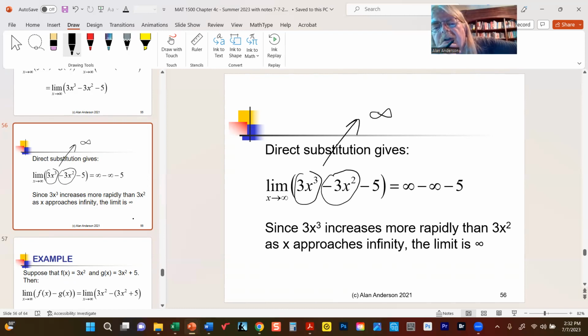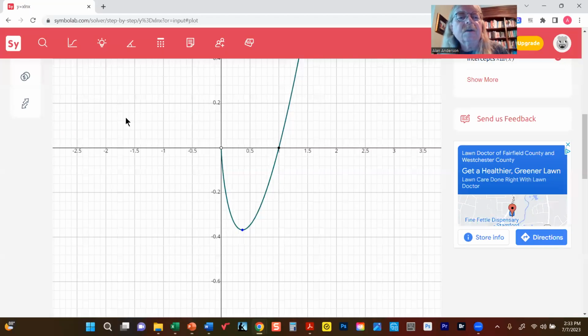All right, because you've got two terms. You've got a term that's getting large very quickly, and you're subtracting a term that's getting large not quite so quickly. Forget the constant, it's just the same all across. But it stands to reason that the function will eventually reach infinity. In fact, why don't we look at this in Symbolab?